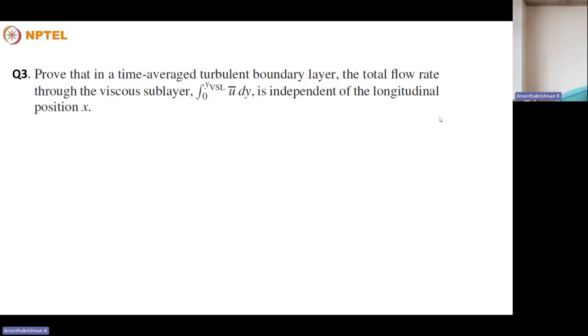So for that, we need to know what is u bar, and we will try to represent everything in the form of non-dimensional coordinates. So nearby the wall, coordinate, non-dimensionalization.